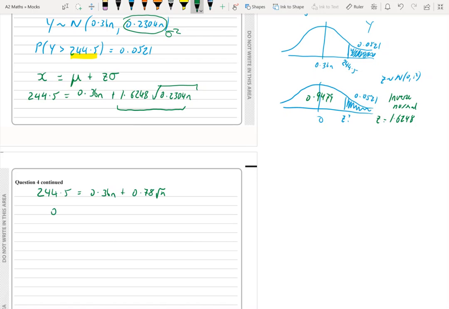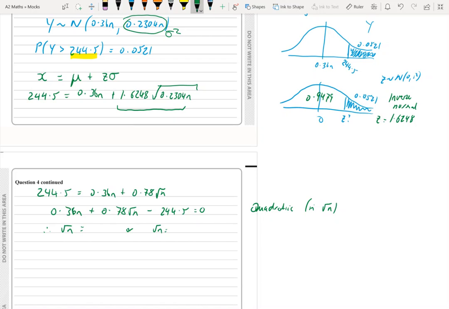I'm going to rearrange that slightly. So I've got the n term, then the square root term, and then the 244.5. It's just a constant term. And if you notice, this is actually a quadratic. It's a hidden quadratic because it's a quadratic in the square root of n. Now I'm going to be lazy in solving this. I'm just going to put those coefficients into the calculator in the quadratic solver, and it will tell me two possible values for root n.